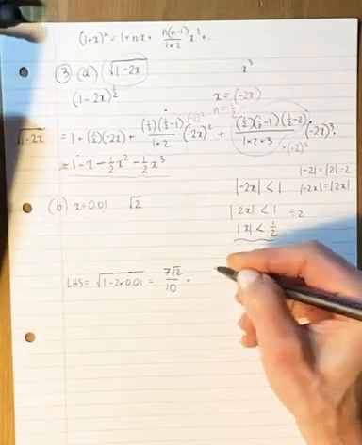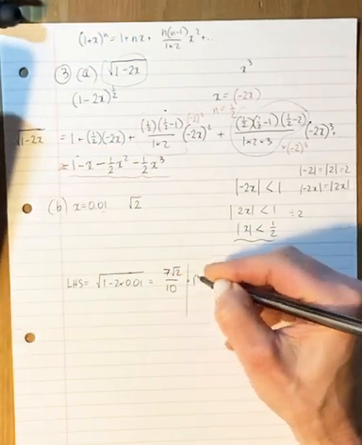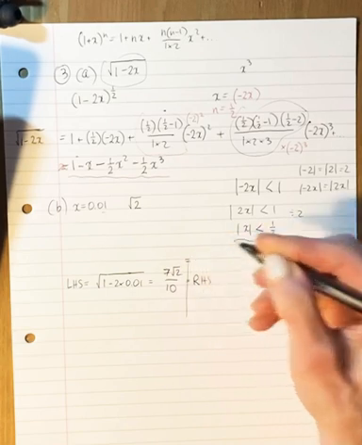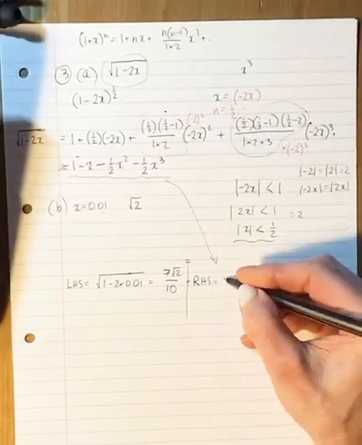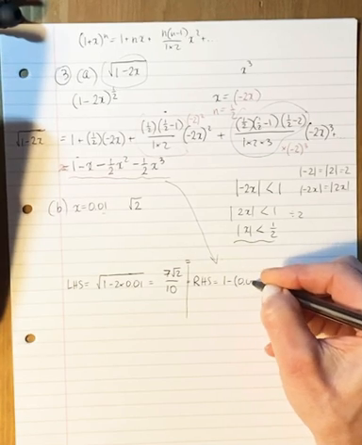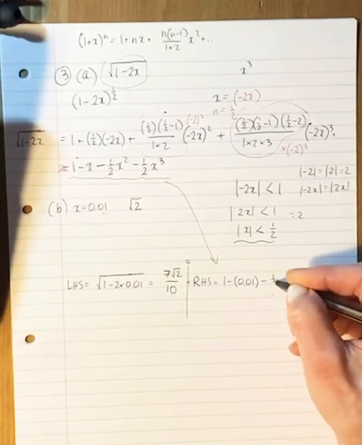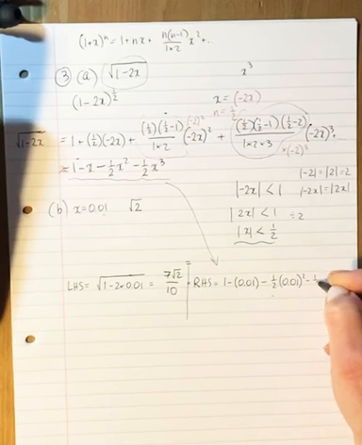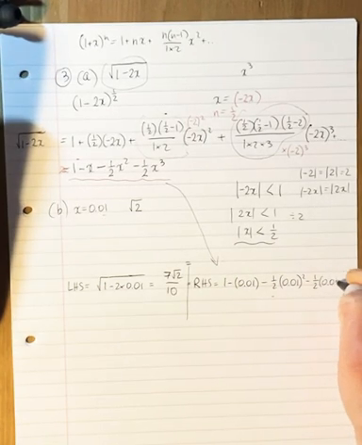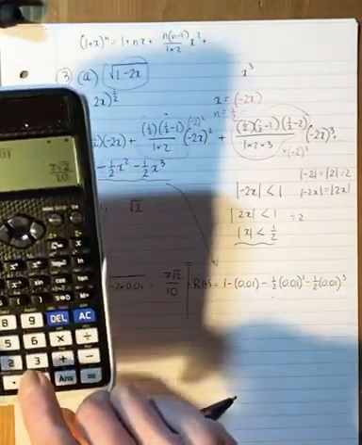Now this is going to be equal to, let's do some work on the right hand side, and on the right hand side is this expansion. So we are going to substitute 0.01 into this expansion. So the best way to do it is to use the ANS key on the calculator, so you are less likely to make any mistakes.